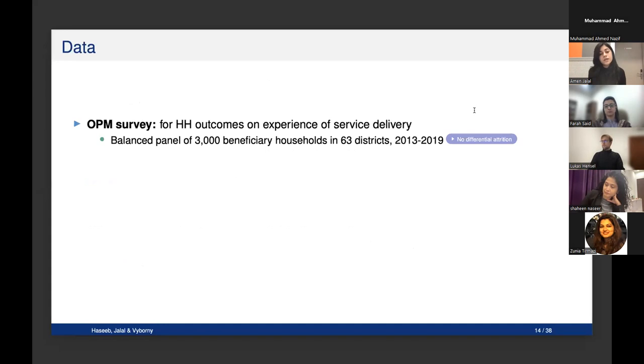We're going to be using, for our household level outcomes on experience of service delivery, data that was collected by Oxford Policy Management as part of their impact evaluations of the BISP income support program. This is a balanced panel of about 3,000 beneficiaries. We don't observe any differential attrition in 63 districts across Pakistan, covering four waves of surveys between 2013 and 2019.